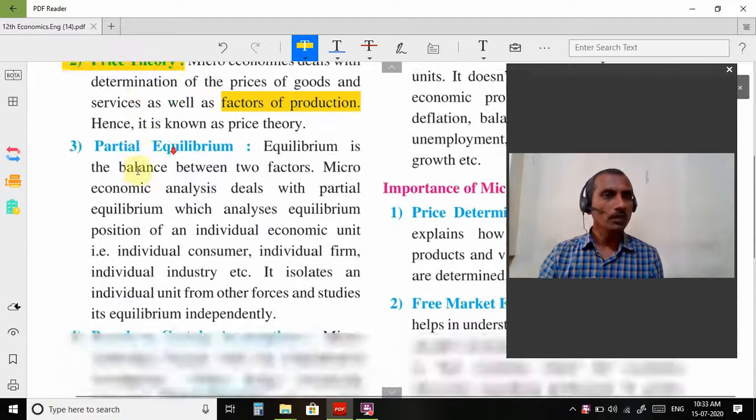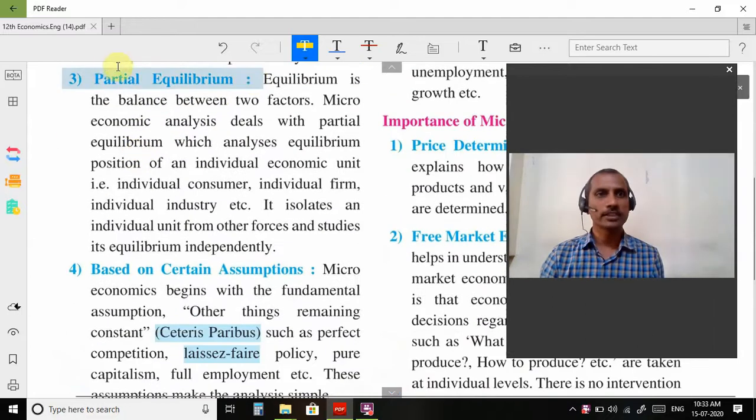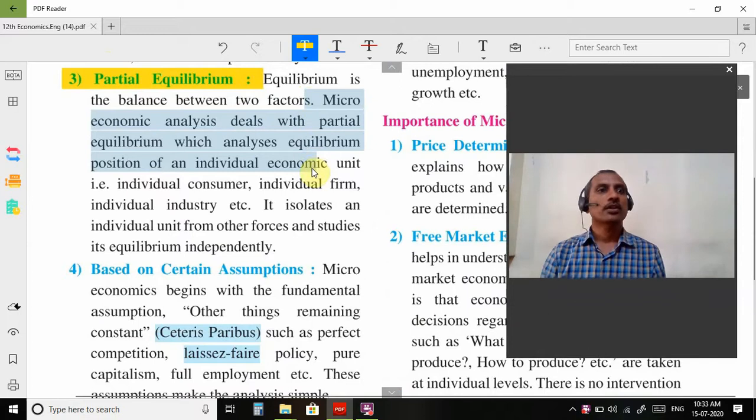Okay. Now point number 3, that is partial equilibrium. Equilibrium is the balance between two factors. Microeconomic analysis deals with partial equilibrium analysis, which analyzes the equilibrium position of an individual economic unit: individual consumer, individual firm, individual industry. It isolates an individual unit from other forces and studies equilibrium independently.